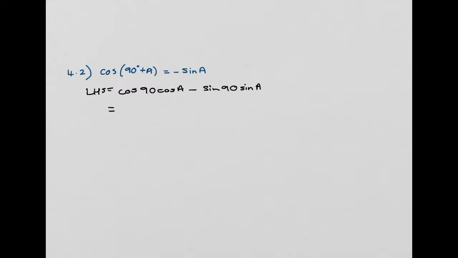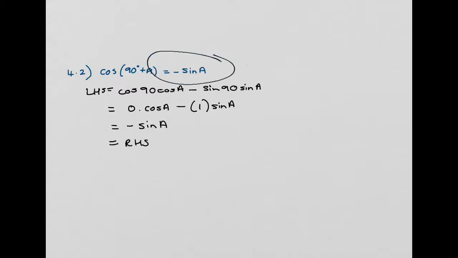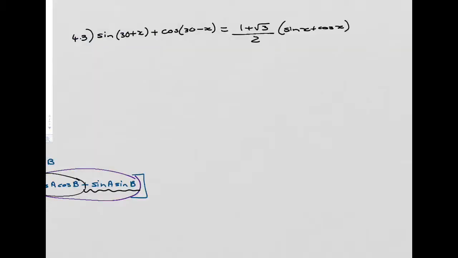And when you look at 90, it's a special angle. So we're going to substitute in our special angles. Cos of 90 is 0 times cos A. And sin of 90 is 1 times sin A. So 0 times cos is 0. Negative 1 times sin is negative sin A, which is our right-hand side. So please don't just jump with the co-ratios. This is showing you where the co-ratio came from.